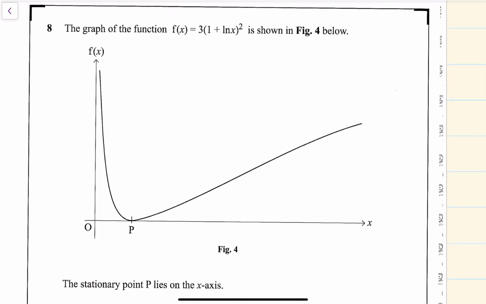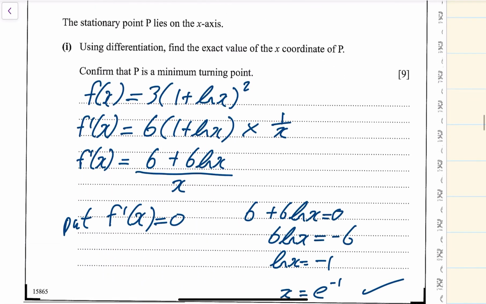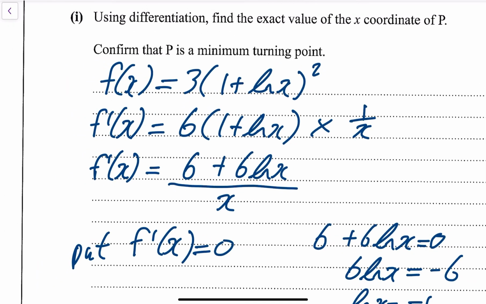Right, it says here the function f of x is equal to 3 upon 1 plus ln x, all squared. It has a stationary point P, which lies on the x-axis. Using differentiation, find the exact value of the coordinate of P. So there's your f of x. What we're going to do is differentiate. So this thing here is a function of a function. You've got 1 plus ln x in a bracket, and then it's being squared. Differentiate with respect to the power. The 2 comes down and multiplies to give you 6. Bracket stays the same. Differentiate inside the bracket, you get 1 over x. So your f dash is equal to this thing here.